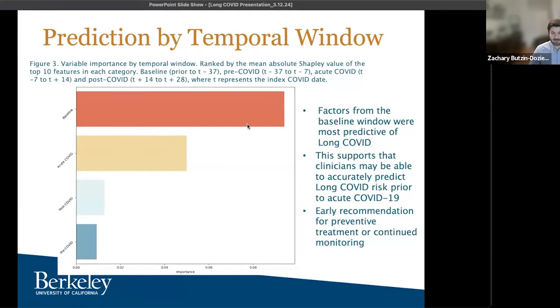So in terms of temporality, we grouped based on those 4 factors, which were these 4 time windows. We wanted to follow the example of some of the previous literature, which largely had sought to separate the baseline, immediately pre-COVID, acute COVID, and post-COVID windows. I was really sure that this post-COVID window would be the most predictive, so I was really surprised to see baseline carry a lot of that weight.